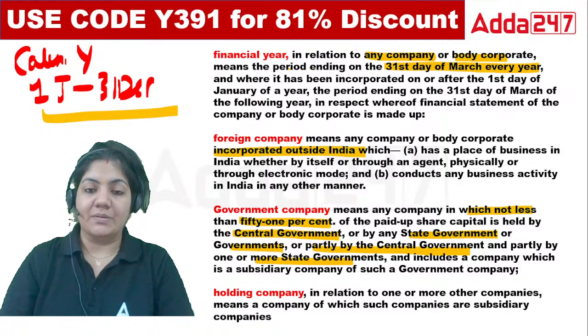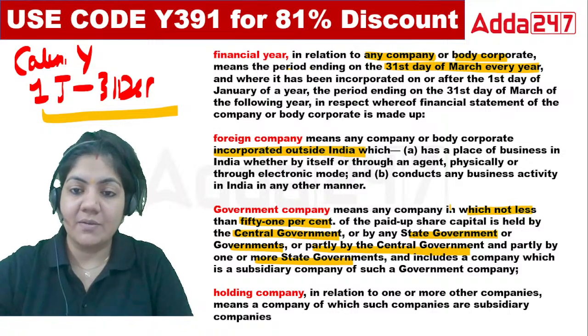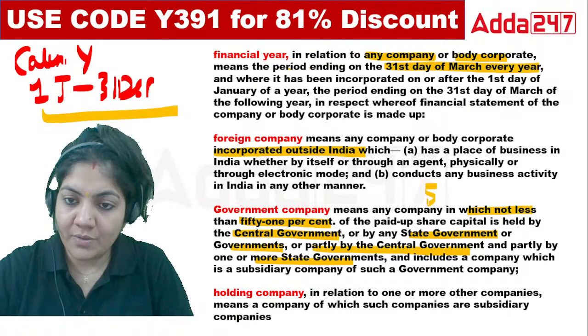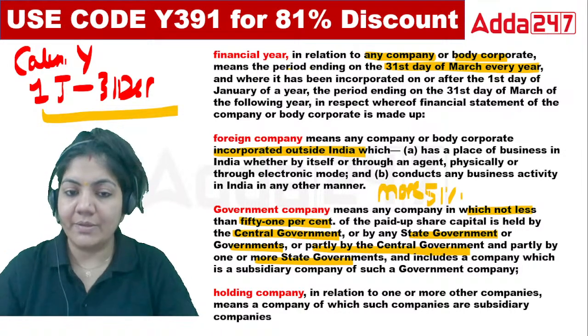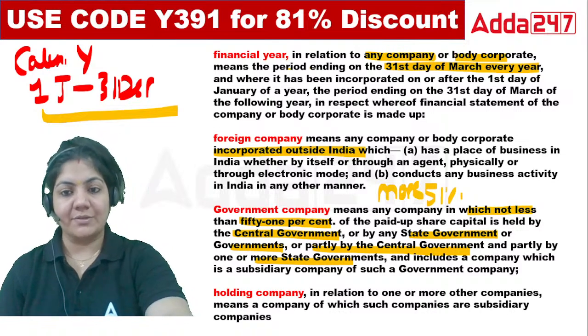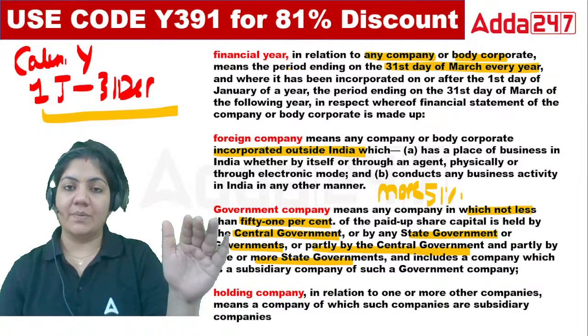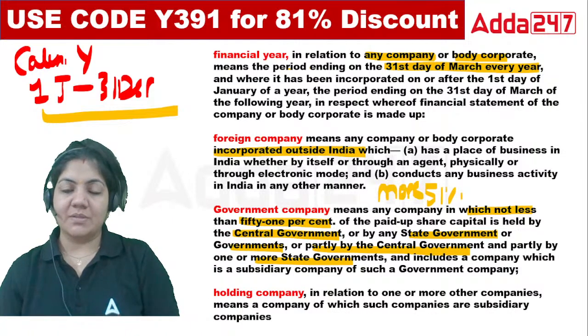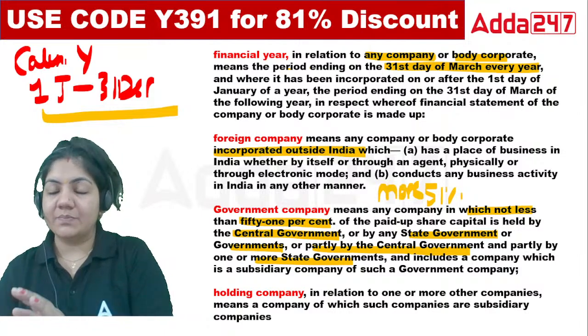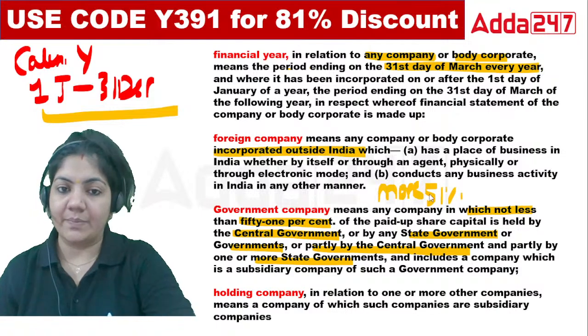This is so simple. So a government company is one which has more than 51% of the share. Now holding company: Tata is a holding company, TCS is the subsidiary company. So holding company means the company which has taken more than 51% of the share. That is called the holding company.